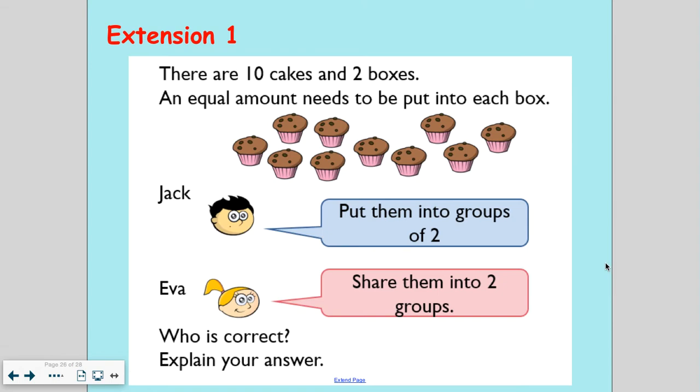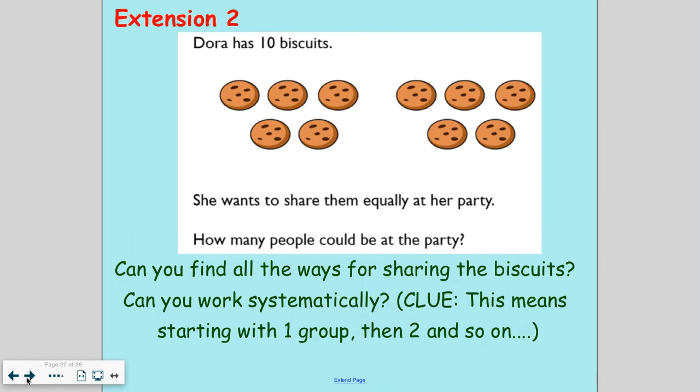So there are 10 cakes and 2 boxes. We need to put the same amount into each box. Is it a grouping problem like Jack, where we know how many go into each box? Or is it a sharing problem like Eva's saying, where we're not quite sure and we need to share them equally? Talk about this and explore it at home.